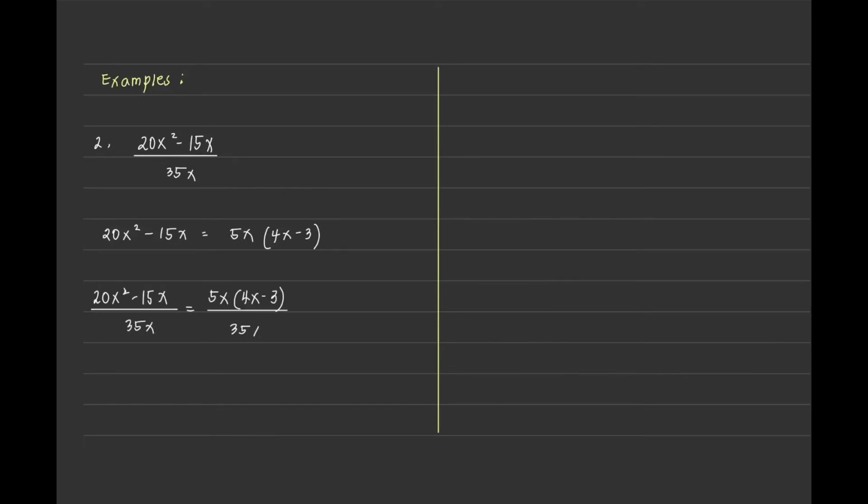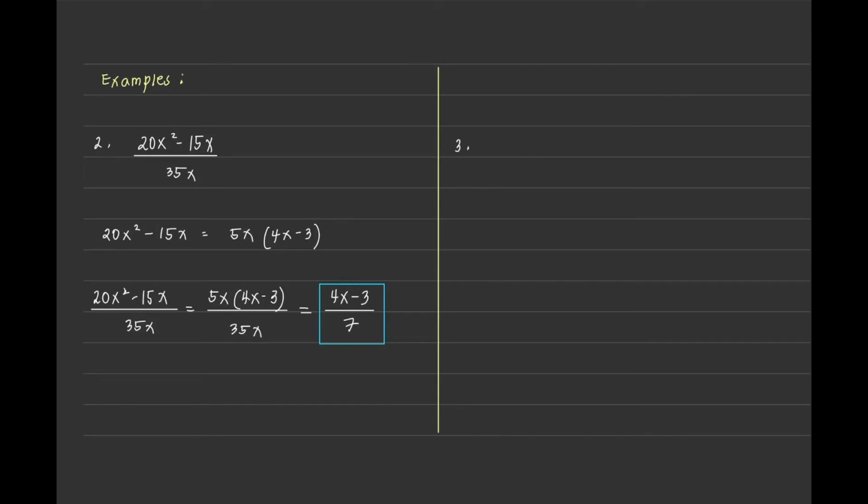Number 2. Reduce 20x^2 minus 15x all over 35x to lowest terms. We factor the numerator and we get 5x and 4x minus 3 as the factors. Here, the numerator and the denominator have a common factor, which is 5x. So we divide them both by 5x and we get the final answer, 4x minus 3 all over 7.